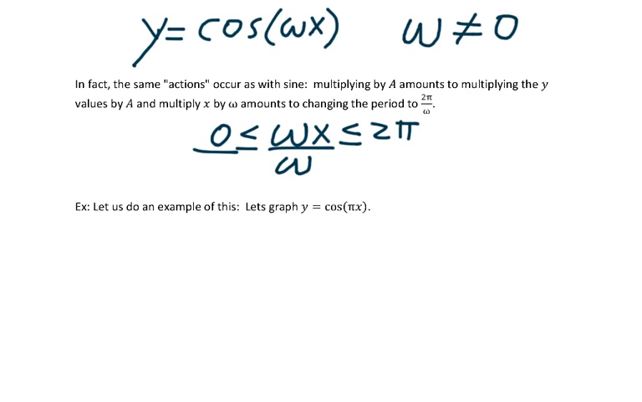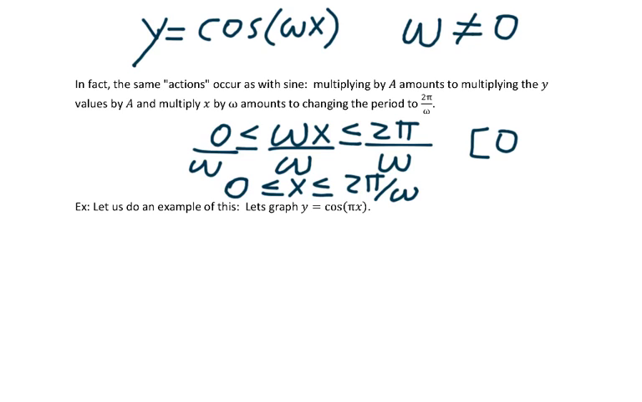Keep in mind, omega is not 0. And really, we can assume omega is positive because cosine's even. So we're dividing by omega, right? So 0 over omega, that's just 0 itself. In the middle, we're going to get x. And on the right side, we're going to have 2 pi divided by omega. So as I wrote up here, the period is now going to be 2 pi divided by omega. A cycle is going to be completed in this interval from 0 to 2 pi over omega.